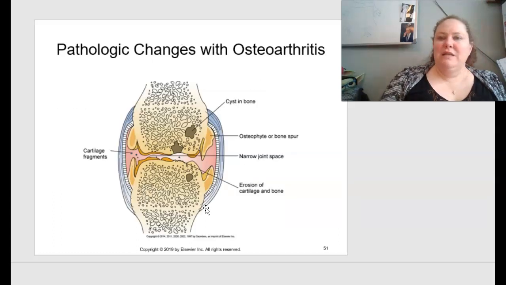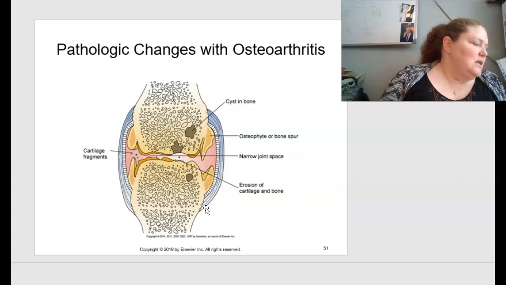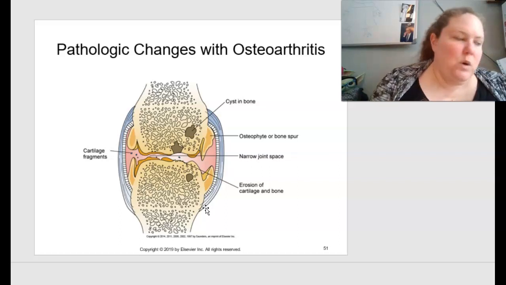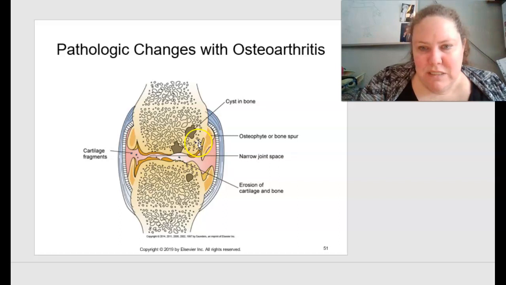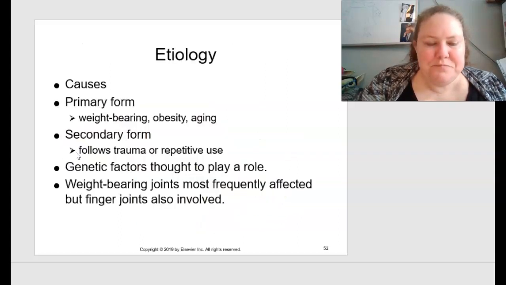So what about pathologic changes with osteoarthritis? This is going to be figure 9.10 on page 177. So you can see here that you have the cyst that's going to occur in the bone. You have the osteophyte or the bone spur that can occur. You have the narrowing joint space. So those are going to be rubbing up on each other, and that's going to cause pain. You have the cartilage fragments that broke off that can again get stuck, or they can just rub up against things, and that can be very painful. Then you have the erosion of the cartilage in the bone that can cause those cartilage fragments.